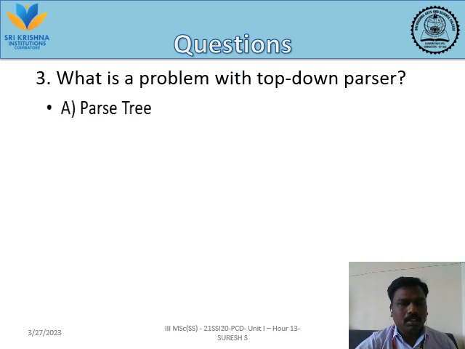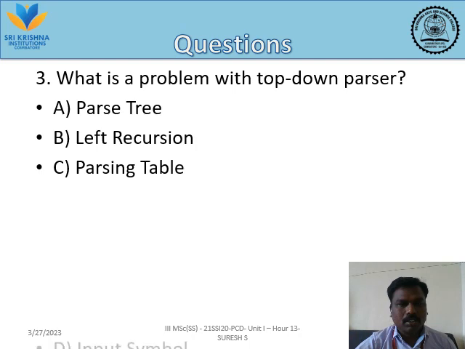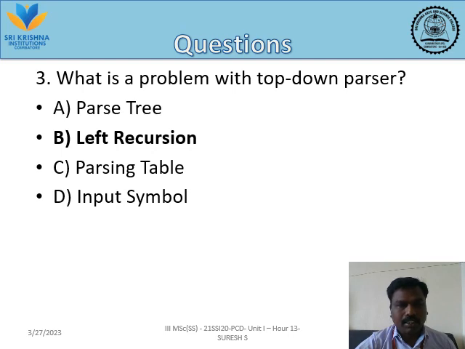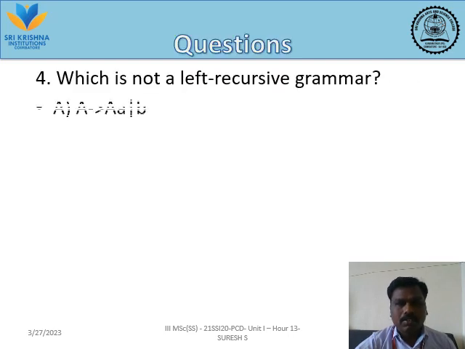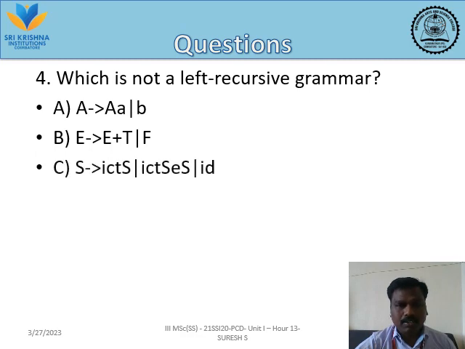And the third question: what is the problem with the top-down parser? A parse tree, left recursion, the parsing table, or input symbol? The problem is left recursion. You are right, exactly, guys. Very good. Then which is not a left recursive grammar? You have to look into that. The left recursion you can easily understand: the same non-terminal is on the left-hand side and also on the right-hand side. Only this one does not have it on the right-hand side. So that is the final answer.